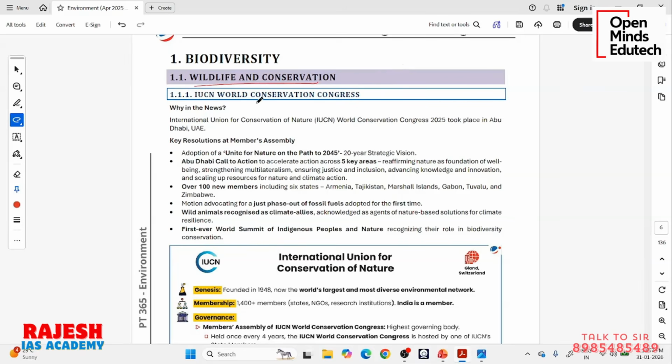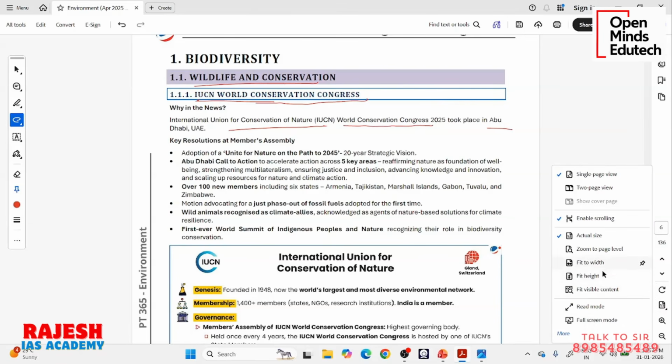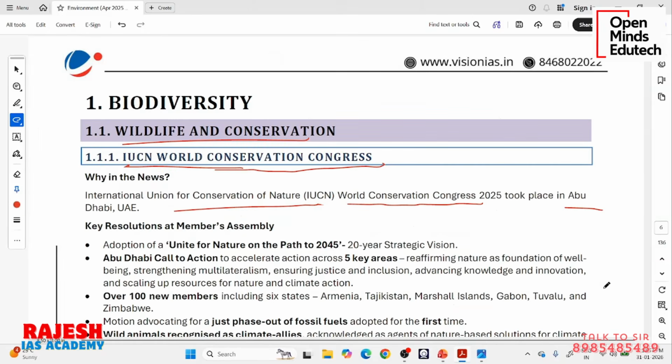So the first news is about the IUCN World Conservation Congress. It is a meeting of an organization called IUCN. This 2025 IUCN World Conservation Congress is taking place in Abu Dhabi in the UAE.